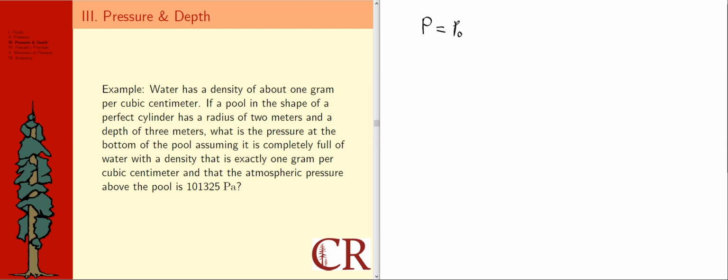So I think this is something we can just apply the pressure as a function of depth formula to. So P is equal to P naught plus rho g h. And that density rho of 1 gram per cubic centimeter wound up being equal to 1,000 kilograms per meter cubed. We showed in an earlier example. So I'm just going to write that there to simplify things.